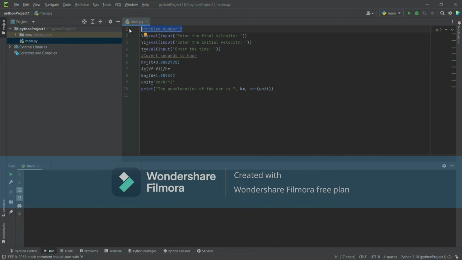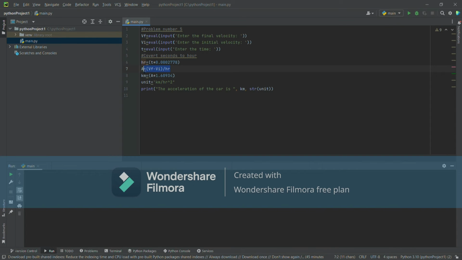On problem number 5, a car accelerated from rest and reached the top speed of 120 miles per hour in 10 seconds. Solve the acceleration of the car in kilometer per hour squared. So, time is multiplied by the value of 10 seconds into an hour. This is to convert 10 seconds into an hour. And for the acceleration, it is the final velocity minus the initial velocity divided by the time, which is in hours.